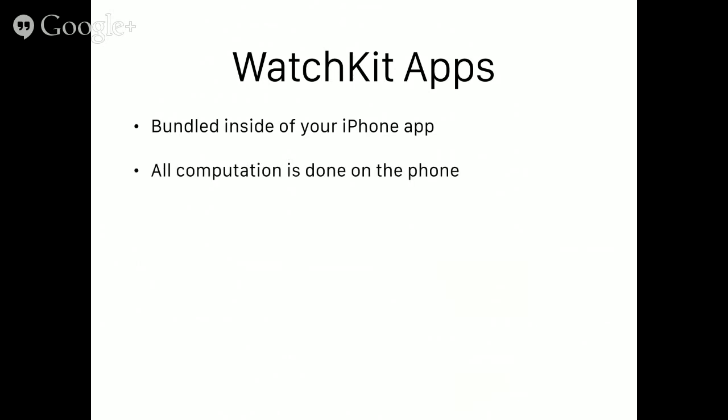Now there are 2 kinds of apps that will run on the watch. First is WatchKit apps. And these are bundled inside of your iPhone app. So when you install the app on your phone, it'll say, hey, do you want to install this on the watch as well? And then it puts part of your bundle on the watch. But all of the computation is on the phone. So every button that you press that runs some business logic, that all happens on the phone and is communicated to the watch over Bluetooth.